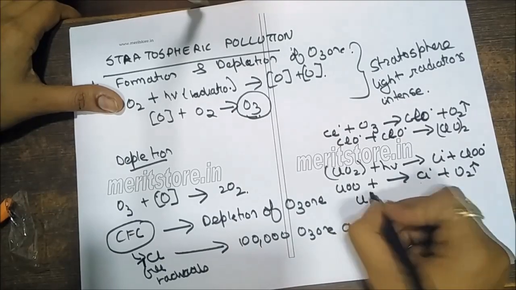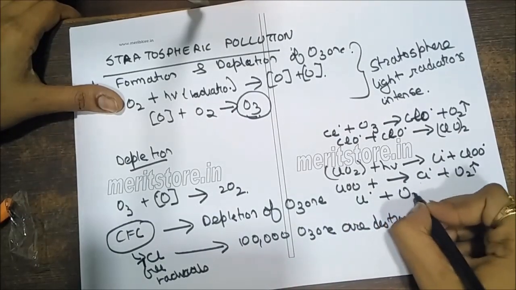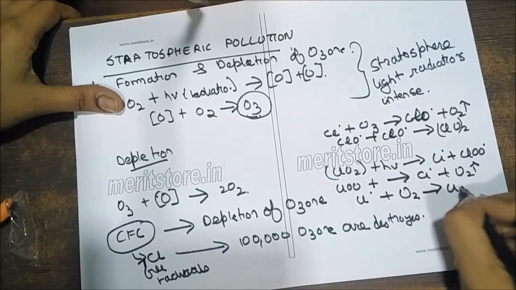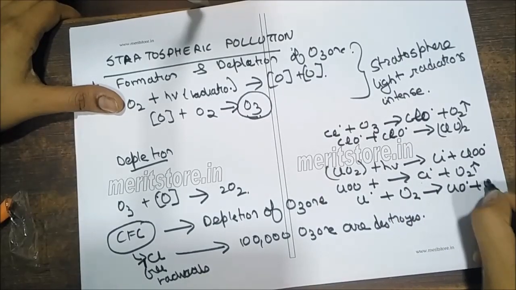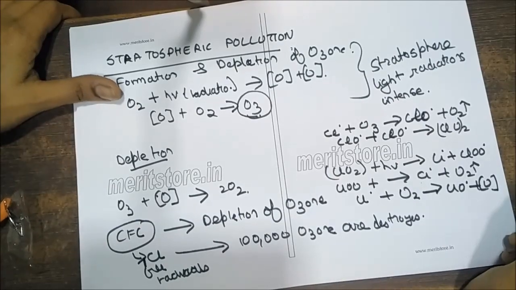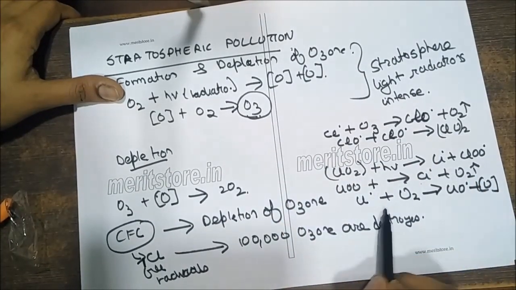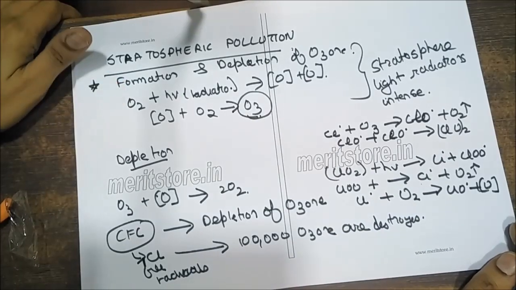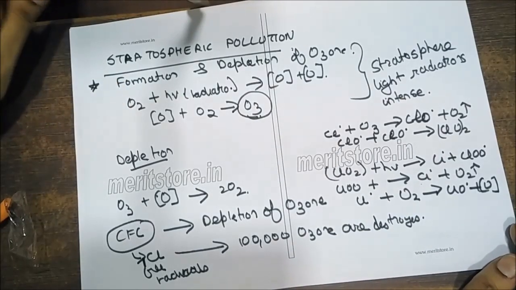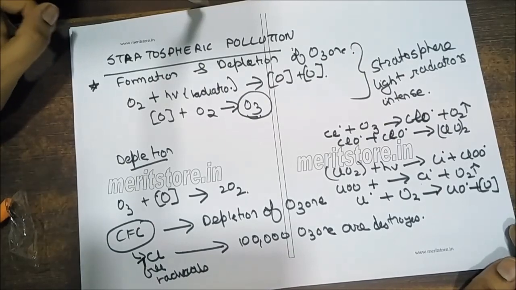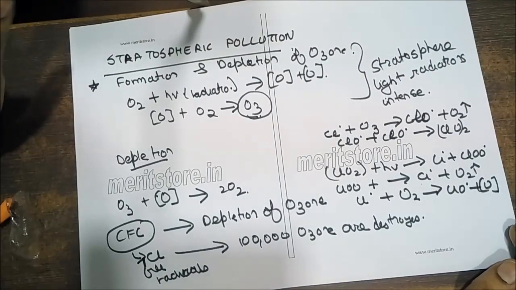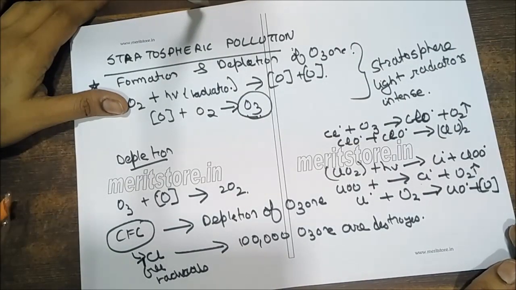Further, this chlorine radical which is released can once again cause depletion of ozone. So see, one chlorine free radical is generating so many other free radicals which can degrade the ozone molecules. Hence, one free radical of chlorine causes 100,000 molecules of ozone to be depleted. Alright.